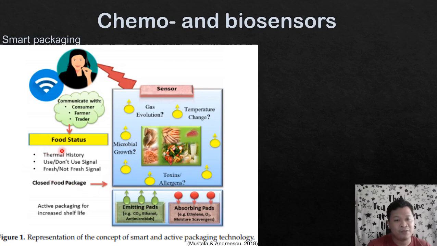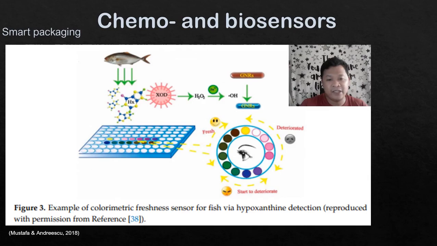They're also useful for detecting the thermal history, kung na temperature abuse ba during transport yung bagay na yun. So in this case, the colorimetric freshness sensor for fish measures hypoxanthine, and the amount of hypoxanthine is used as a proxy, relating to the color change in the detector, so you can see how fresh or how deteriorated it is, as it ranges from the bluish to green to around brown, yellow, and to pink.